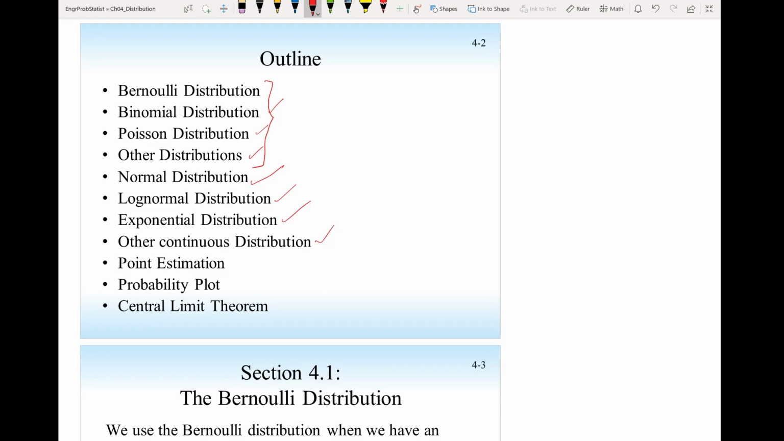Then we're going to learn how to use these distributions to do a point estimation of a variable. And then we will learn the probability plot technique to figure out what is the distribution, what's the density function or the mass function of a random variable. Finally, we will talk about the central limit theorem, which is a very powerful theorem.